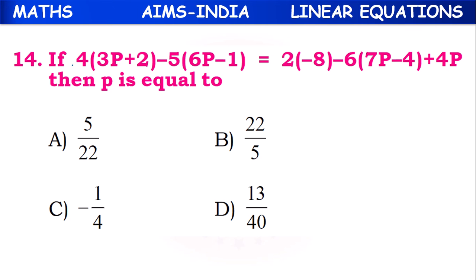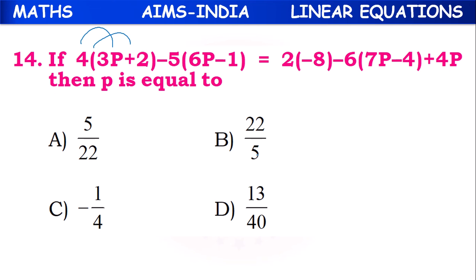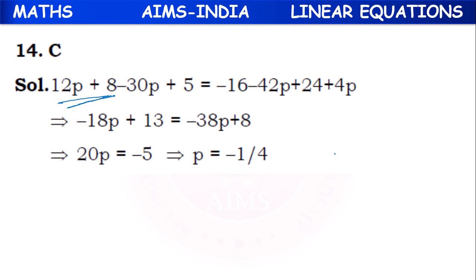Let's multiply, children. 4 into 3p, 12p. 4 into 2, 8. So here 12p plus 8 after multiplying. Next 5 into 6p, 30p. 5 into minus 1, minus 5. But here outside we have minus, so that's why minus 30p plus 5. We can write it as minus 30p plus 5.